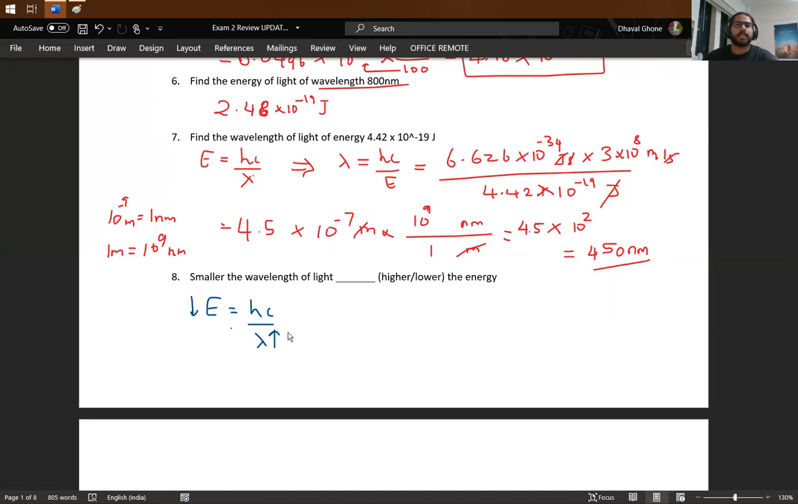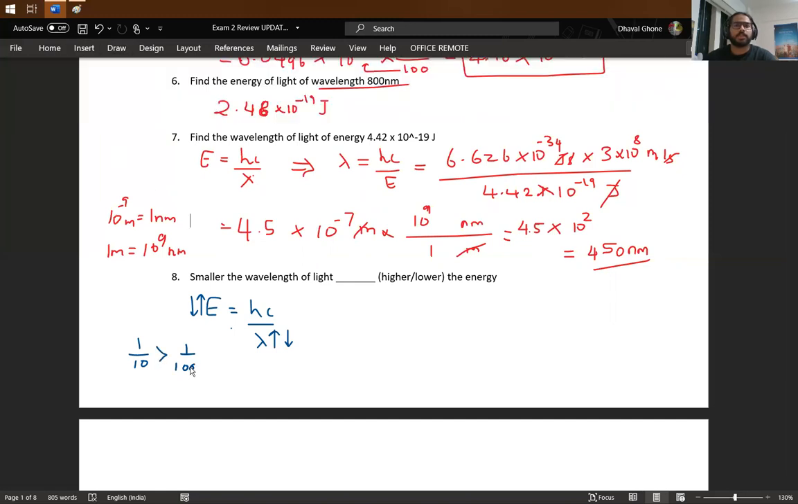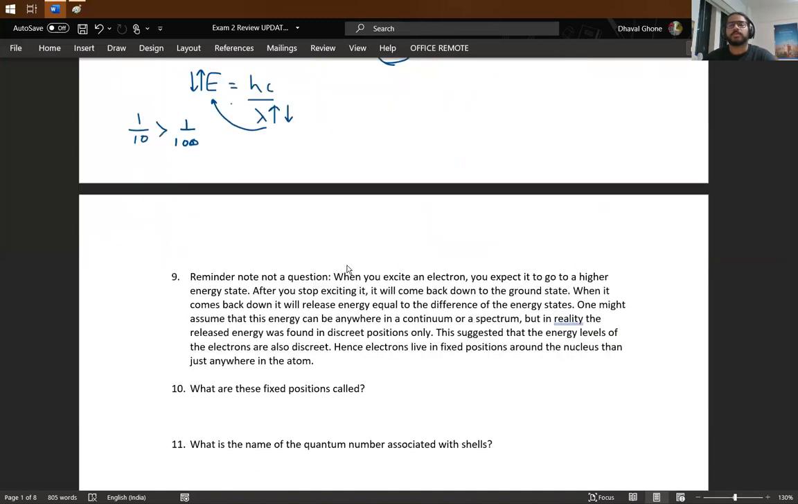And so the inverse of that would be as lambda goes smaller, E will become bigger, right? Like example, 1 over 10 is smaller than 1 over 100. Apologies, this is incorrect. 1 over 10 is bigger than 1 over 100, right? So the bigger the denominator is, the smaller the fraction becomes. So the relation between lambda and E is inverse. So smaller the wavelength would mean a higher energy. So the right answer is higher. Okay, moving on to the next one.